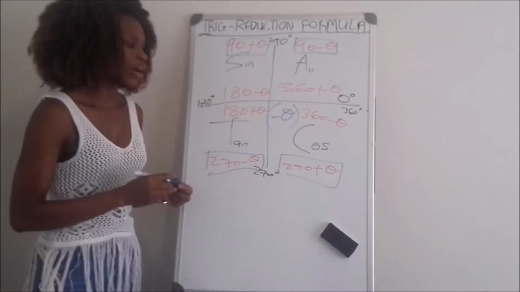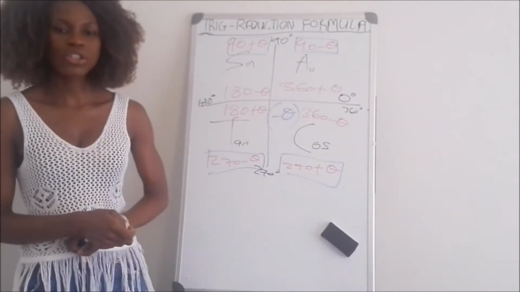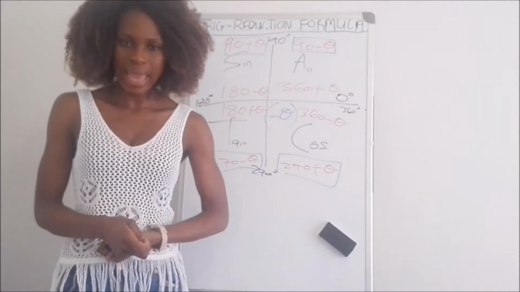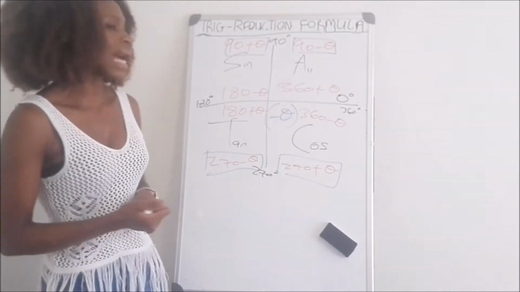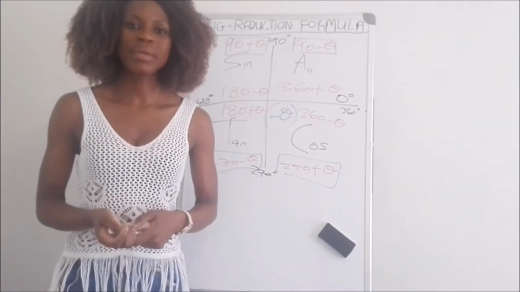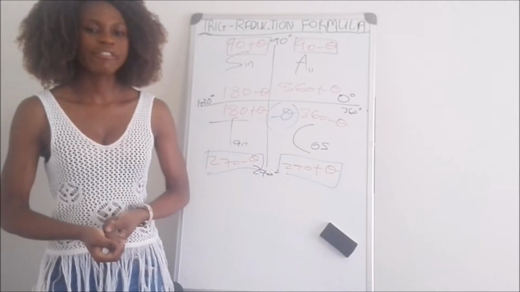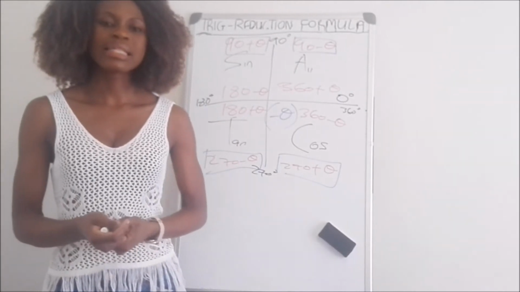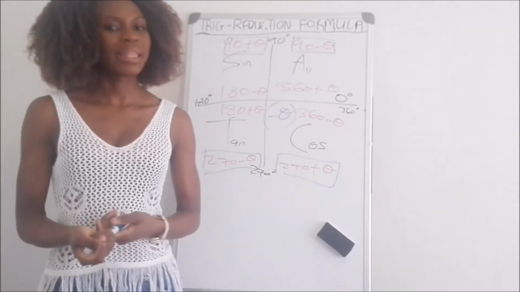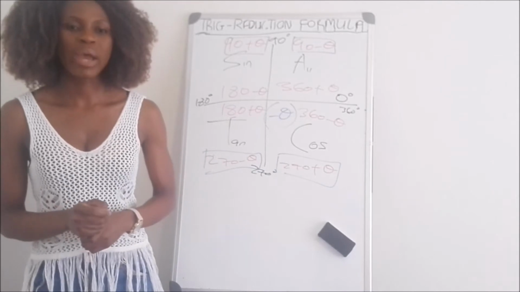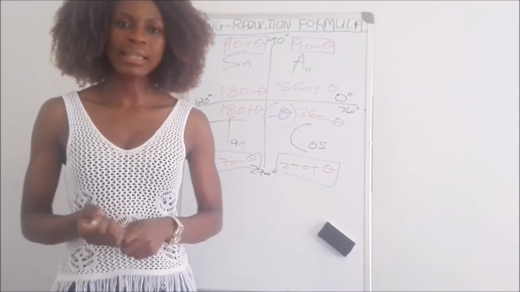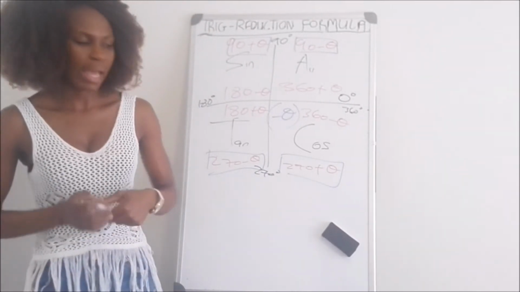That means that cos of a negative angle is equal to the positive cos of the angle. But if it's sine of a negative angle, the answer will be negative sine of the angle. And if it's tan of a negative angle, the answer will be negative tan of the angle. It only stays positive when it's cos of a negative angle. The answer is positive cos of the angle.